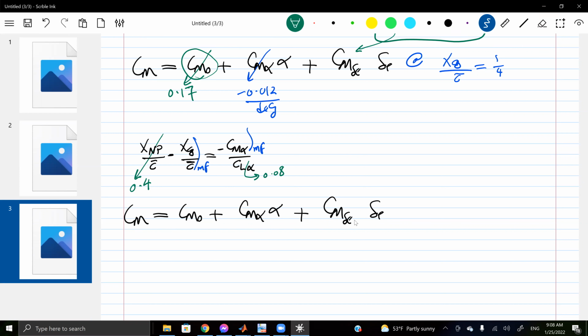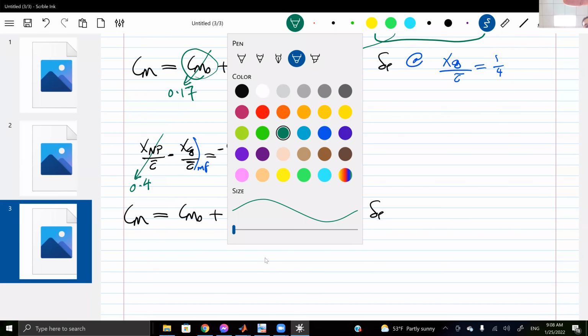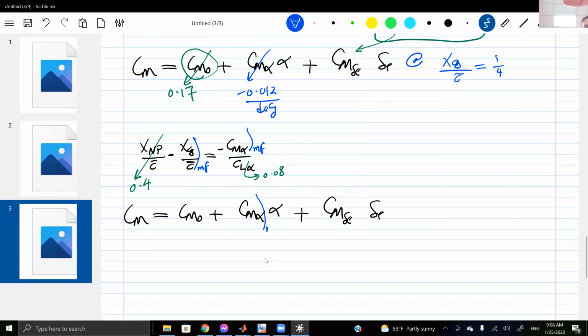Didn't you say it was the CM alpha? Exactly. This is the most important thing that depends on the CG. So this is, I'm going to put here, the thing in my mind that depends on the CG. Anything else, I can assume that it doesn't change much. So CM naught, I'm going to take the same value, 0.17.